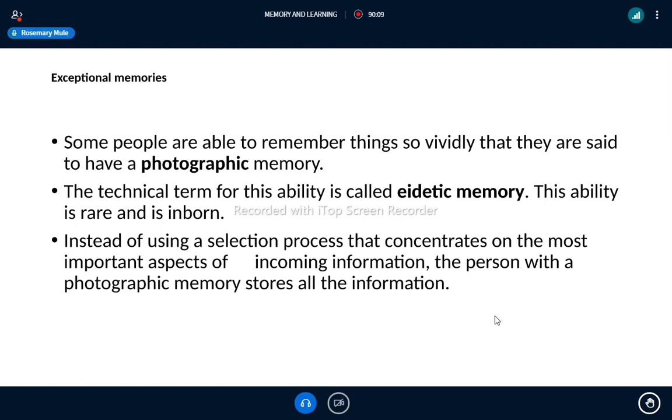These are what we call exceptional memories. And some people have such photographic memories. You only need one cue. So like this colleague was explaining to us, that student colleague of his only needed to remember the first word in a particular topic.